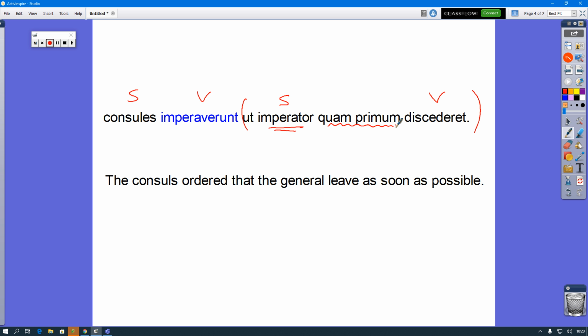Quam normally with a superlative, as something as possible. Most often quam celerime, as quickly as possible. So the consuls ordered that the general leave as soon as possible. And you'll often find this kind of sentence when we have some kind of government business. So the Senate ordered that all citizens should wear a toga. And it's that kind of use especially. It is, however, quite rare.